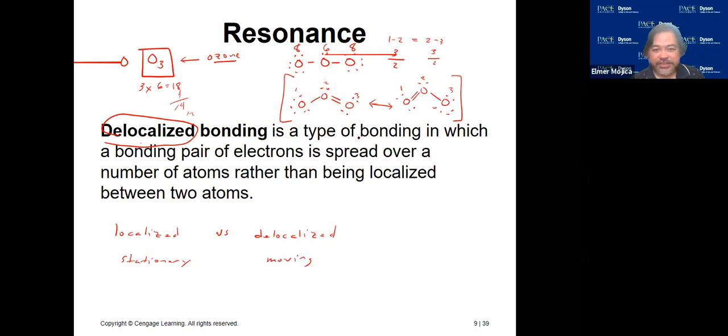So if you're going to look at this, this one can go from here, and then when it goes, it can go from there. Okay? So that is a resonance structure. If you look at the resonance structure, it's one of two or more Lewis structures for a single molecule that cannot be represented accurately by only one Lewis structure.